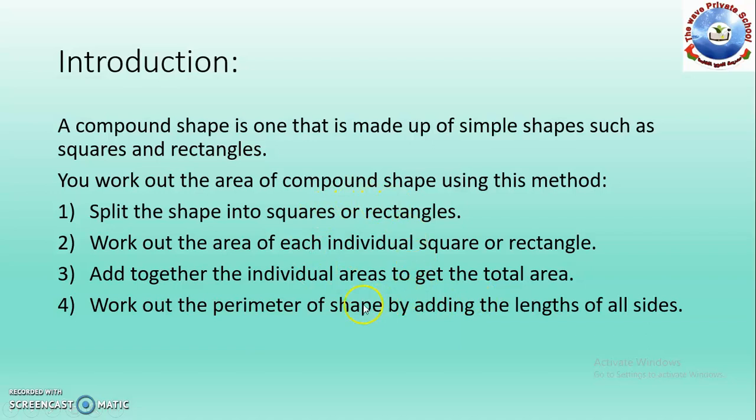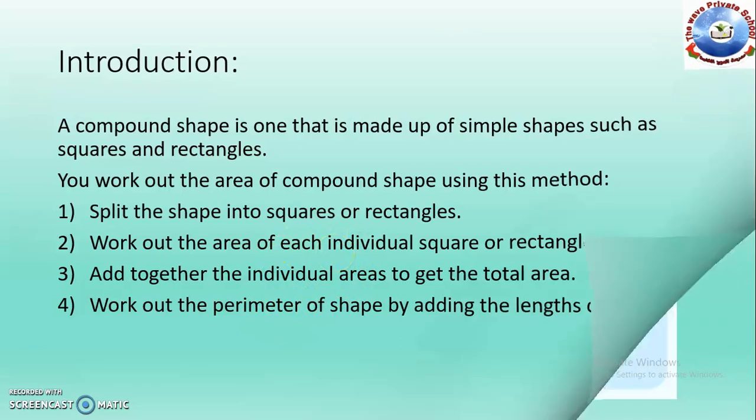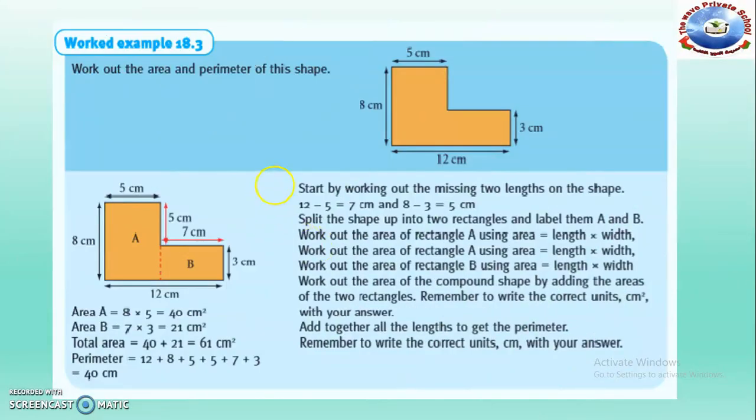There are 4 steps. In the first step, you will split the shape into squares or rectangles. In the second step, you will find the area of each rectangle and then you will add the areas of each rectangle, and at the end you will find the perimeter of the shape. Now let's try to solve a worked example. Work out the area and perimeter of this shape.